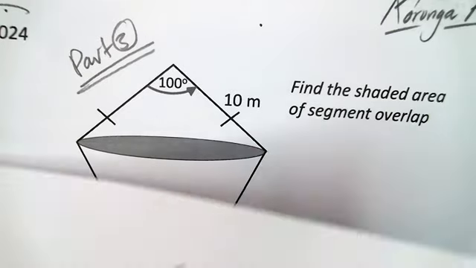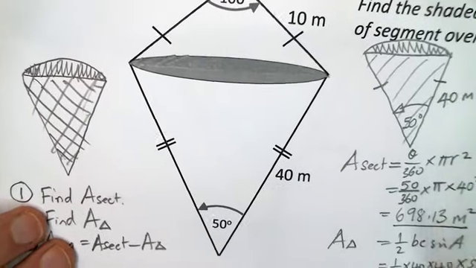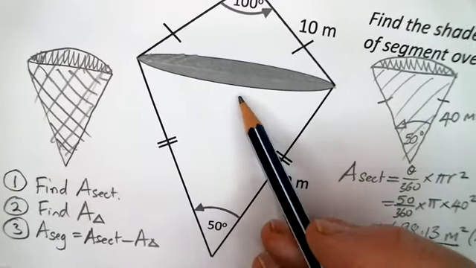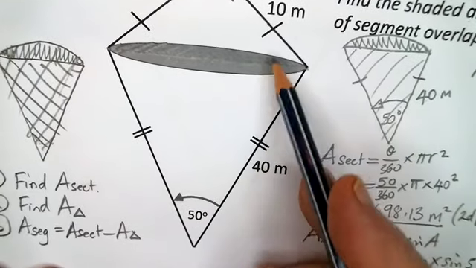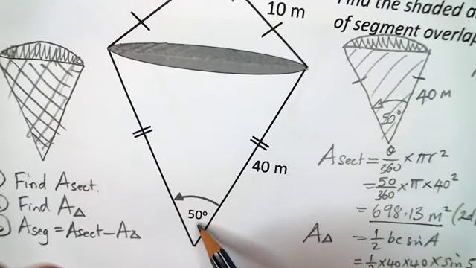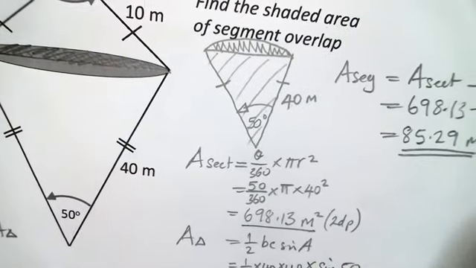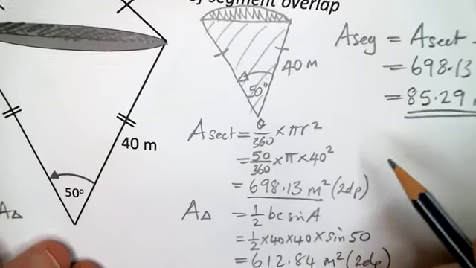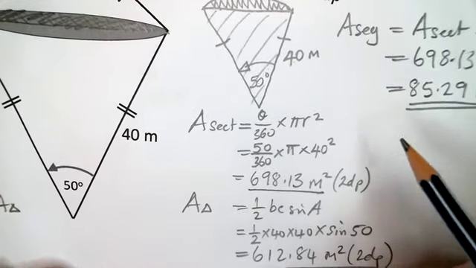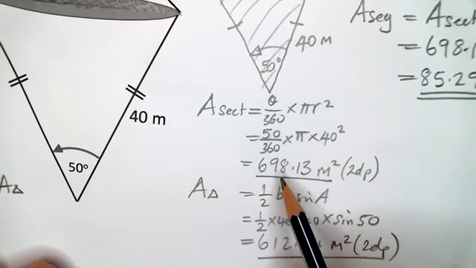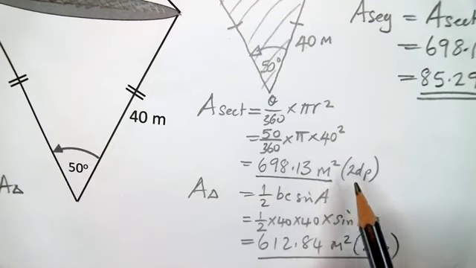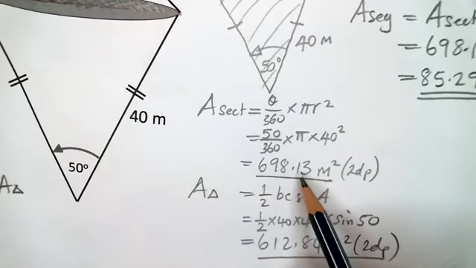This time, though, we have a much larger area because in this case the angle arms are 40 meters, not 10. The angle itself is 50. But when we come to find the overlap here, we've got a much larger area. So we've got 698 rather than just 87 or something square meters. So this is a much larger sector.